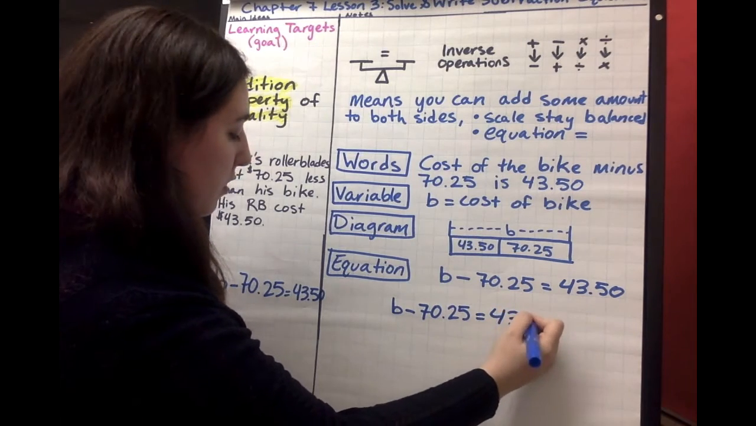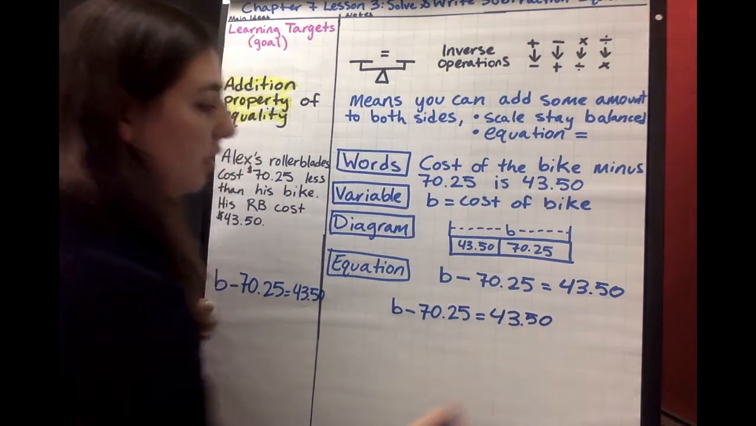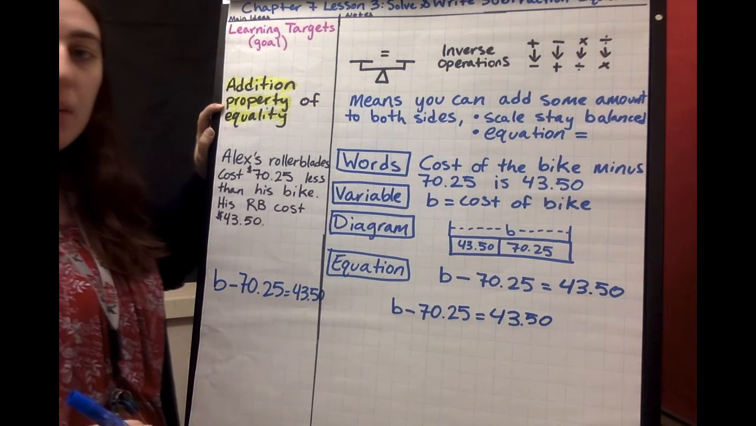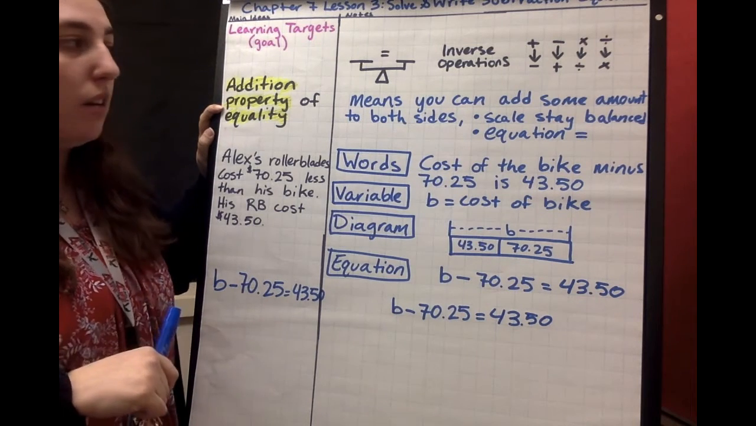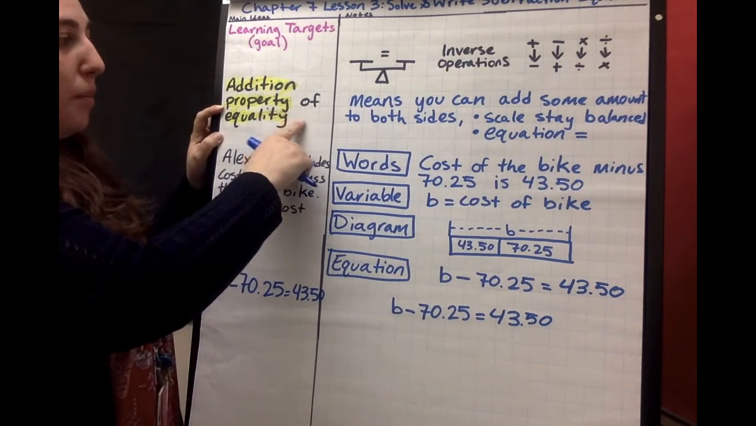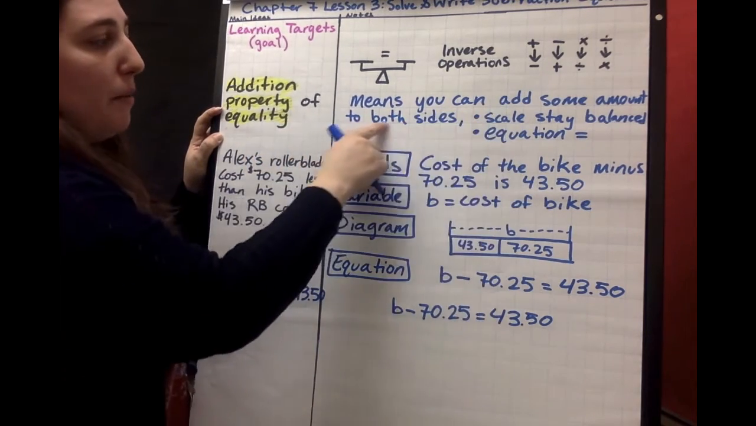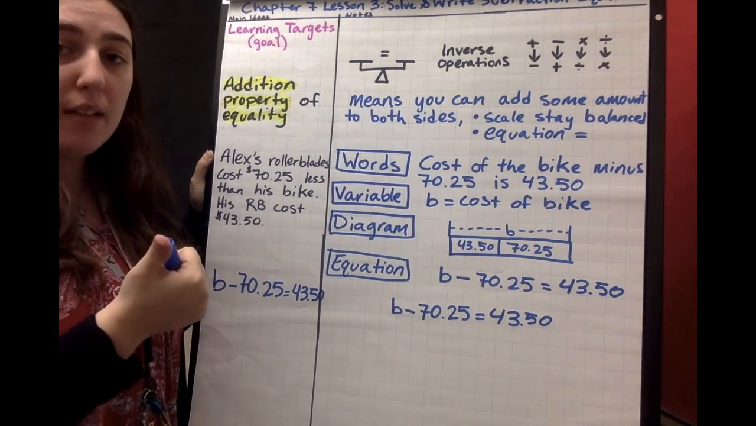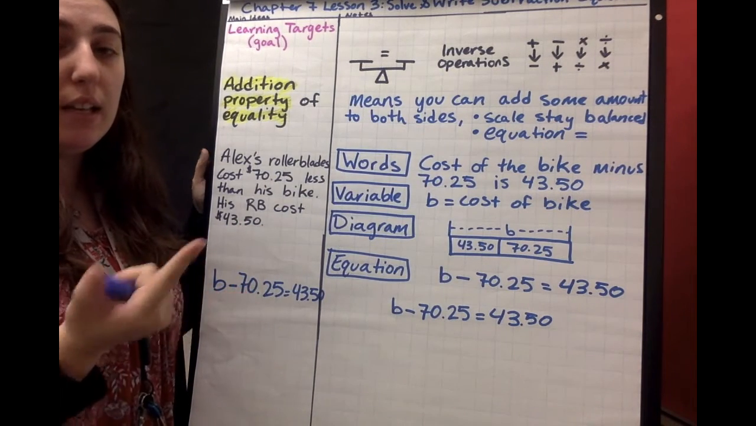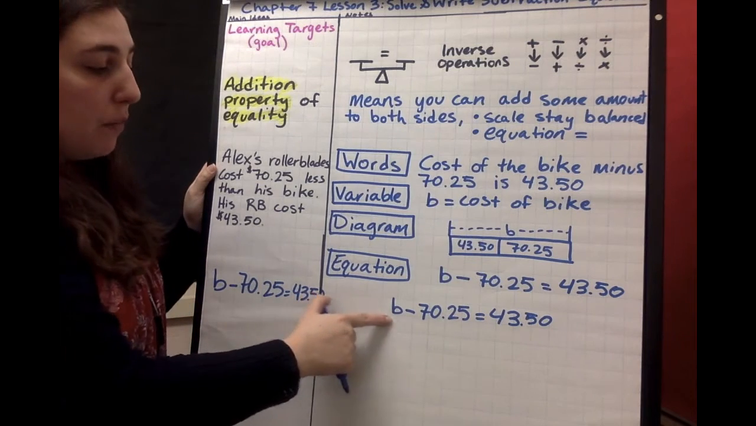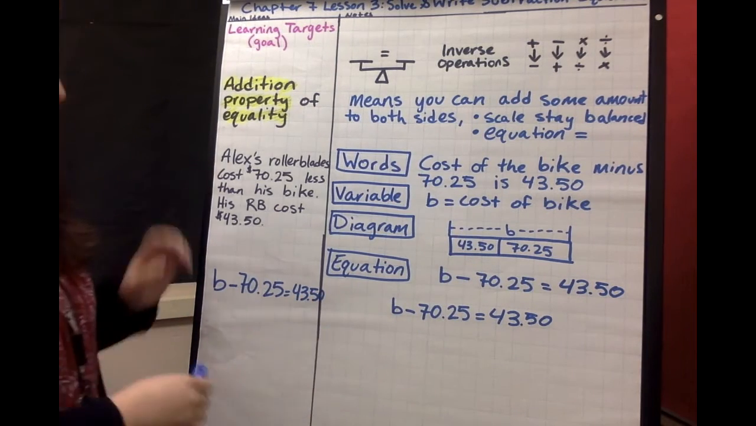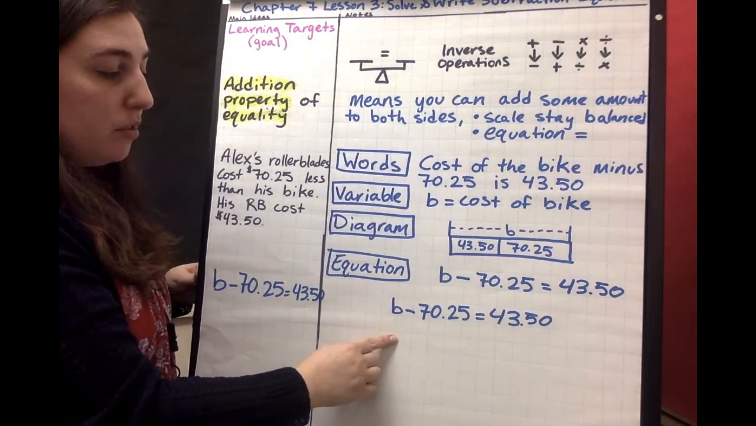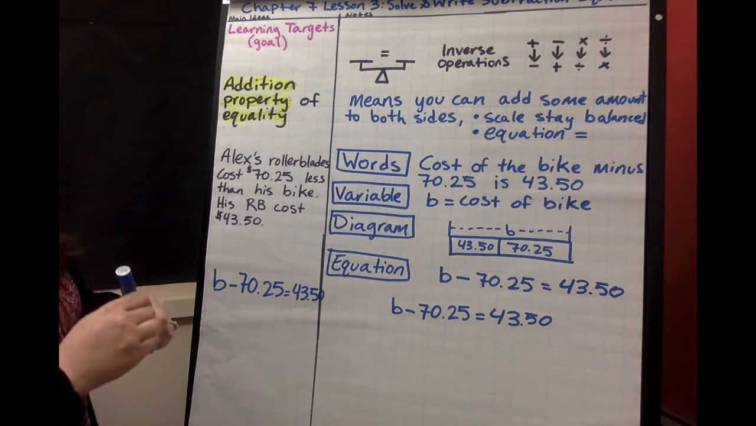And now, this is when I'm going to be using the addition property of equality. This is when I'm going to be using what I learned up here, okay? Up here I learned that you can add some amount to both sides of an equation and it's still going to stay balanced and the equation is going to stay equal to each other. So I'm going to use that over here. I'm going to add some amount to both sides of the equation.